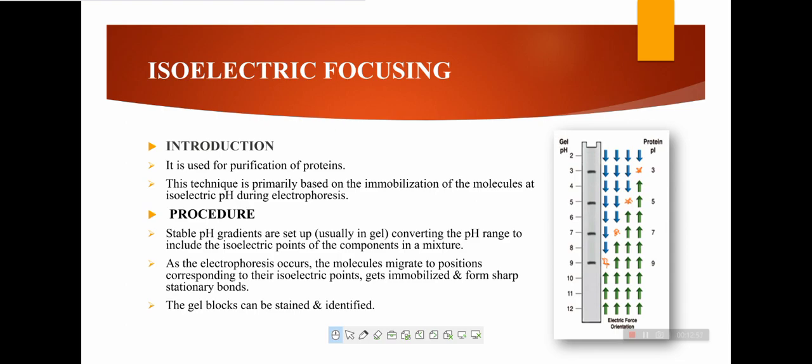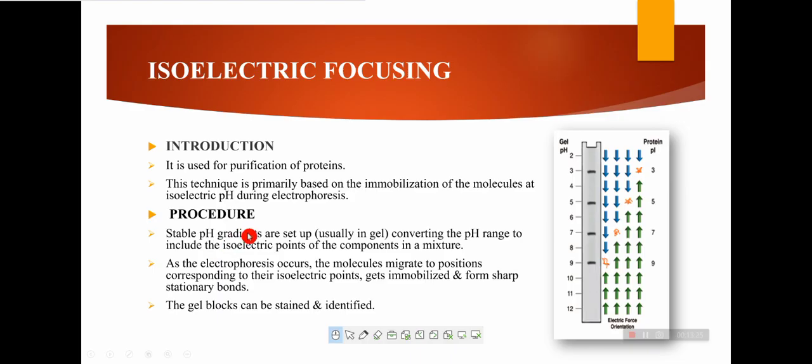So at the isoelectric point, where the pH of the molecule carries no net electrical charge, this process is carried out. It is a type of zone electrophoresis which is usually performed on proteins in a gel that takes advantage of the fact that overall charge on the molecule of interest is a function of the pH of its surrounding.